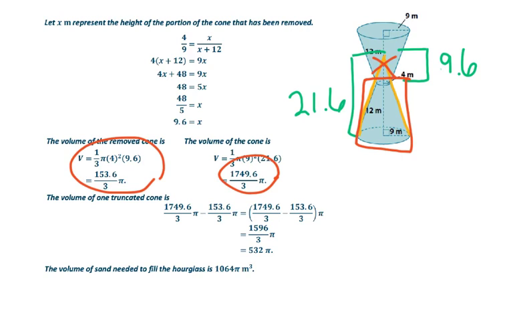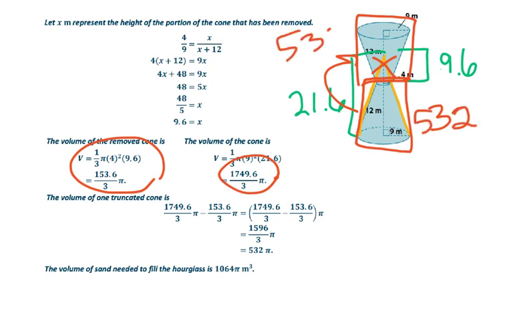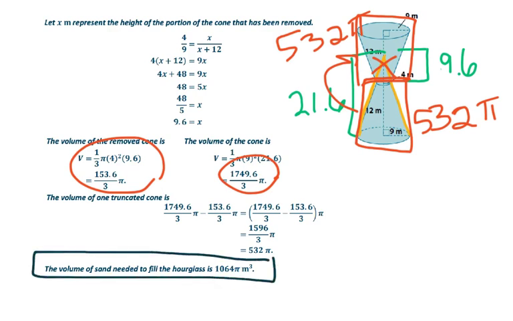Of course, the reality is that's just the bottom half of the hourglass. We need two of those halves. So now we're going to add another one of those. Like you might have gotten confused and thought, oh, I'm done when I had 532. 532 is only this bottom part. You need another 532 pi for the top part. So the volume of sand to fill the entire hourglass is 1,064 pi meters cubed.